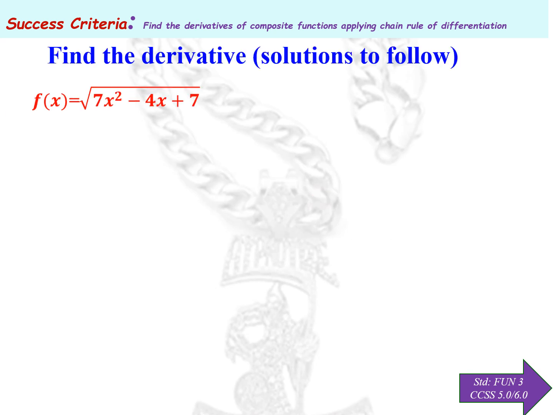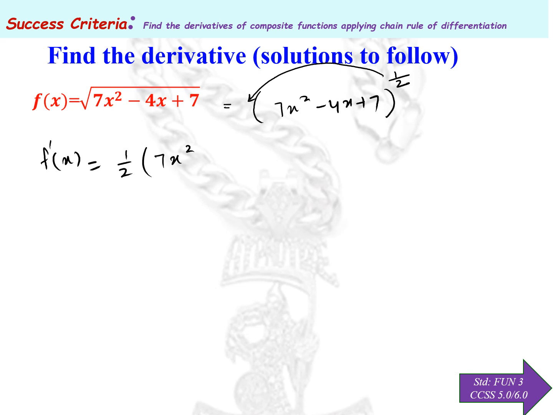Here is a question in which there is a radical sign. The first thing I will advise: whenever you look at a radical sign, convert it into a power to make your life easier. So square root has a power of half. Write down 7x squared minus 4x plus 7 as it is. Take the derivative of the function, which means bring the power before the function. Write down the inner function as it is.